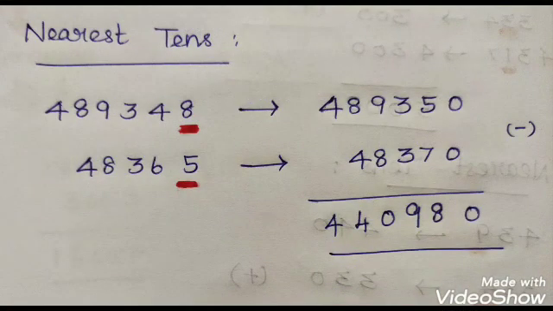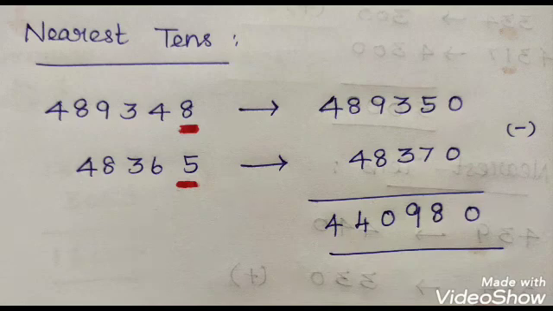Next, nearest tens. Tens means what place should we see? The ones place we have to see. In the ones place, what do we have? 8. 8 is greater than 5 or less than 5? Greater than 5. So the next digit to 8 is increased by 1. So 4 is increased by 1, 5. Clear?